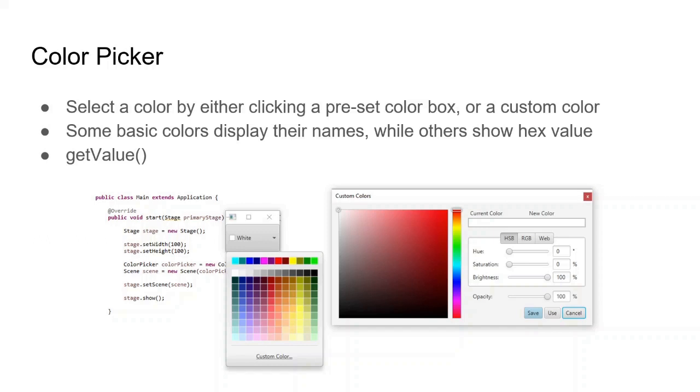So the top row are named colors and the bottom row are just common shades, as you'll see in a lot of applications. And you can use a custom color to use a color wheel, or I guess a color band. You can use hue, saturation, brightness, red, green, blue, and other stuff, also opacity. And you can get the value that the user selects with getValue.